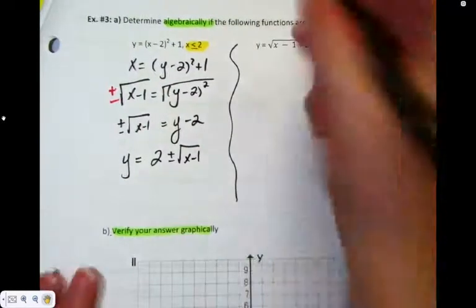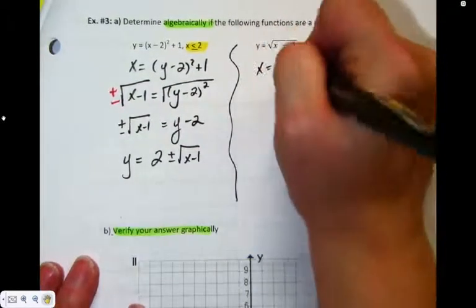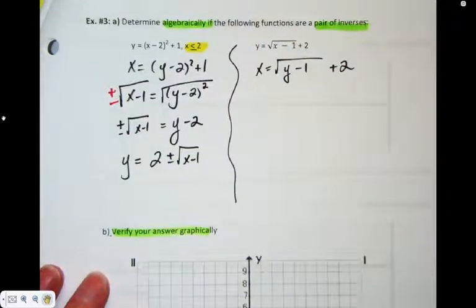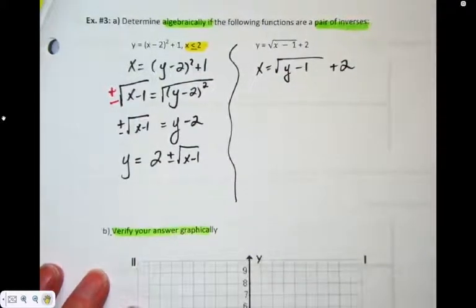Same process, flip x and y. So you literally only do y and x, not the whole thing? Correct. The only things that move are x and y. Nothing else moves. No numbers, no negatives, no roots, nothing.